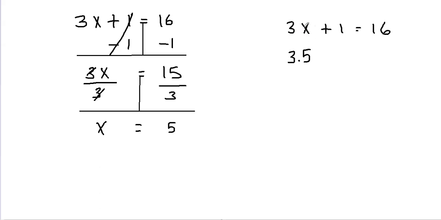So basically 3 times 5 because x is equal to 5. Then we have plus 1 is equal to 16. When I solve it, 3 times 5 is 15. And 15 plus 1 gives me 16. So 16 is equal to 16. That's absolutely correct. So I can say that my answer is correct.